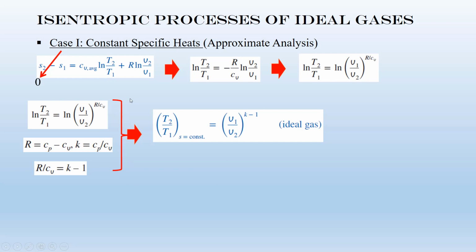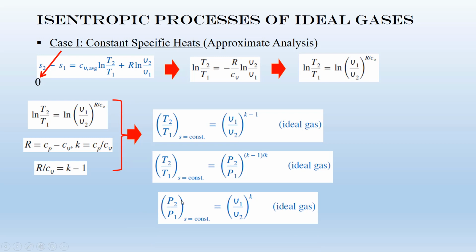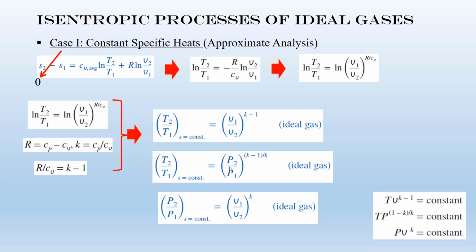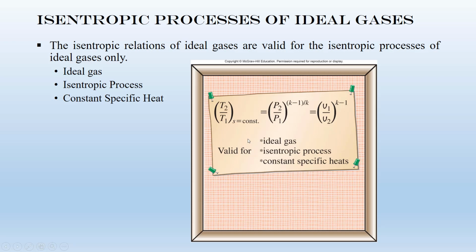By using the same procedure and the ideal gas equation of state, we can develop two more equations for isentropic processes of ideal gases. These are very useful correlations, guys, to find the thermophysical properties of isentropic processes of ideal gases. As homework, you can try to prove the second and the third equations. Now, keep in mind that these three correlations are valid for ideal gas, isentropic process, and constant specific heat. Or you can say these equations are valid for ideal gases, adiabatic process. We need a process that meets all these criteria: ideal gas, adiabatic, reversible, and constant specific heats.